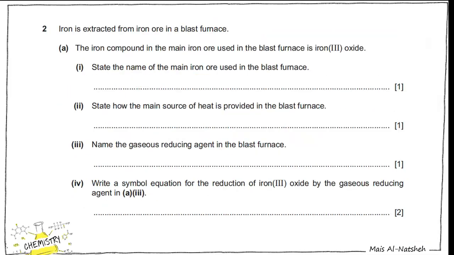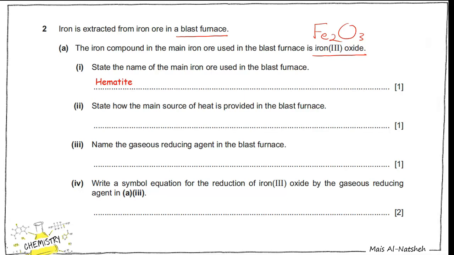Next question. Iron is extracted from iron ore in a blast furnace. The iron compound in the main iron ore used in the blast furnace is iron 3 oxide. So here we are talking about Fe2O3. State the name of the main ore used in the blast furnace. The iron ore is hematite.